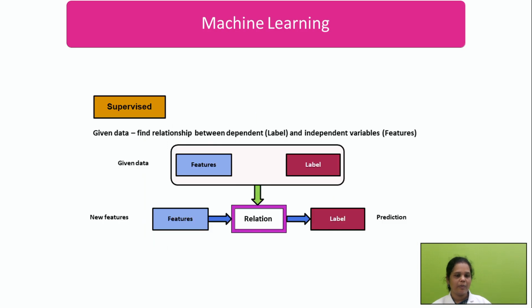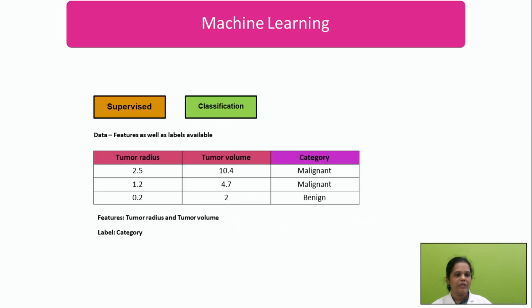So this is what supervised learning is. The data is given with the relationship that exists between the input and the other set of features available in the given data. Based upon this, the relation will be predicted and we will get the output. That is a supervised algorithm. Here is one example of a supervised algorithm: when the radius and the volume are given, we are able to classify whether the tumor is malignant or benign.